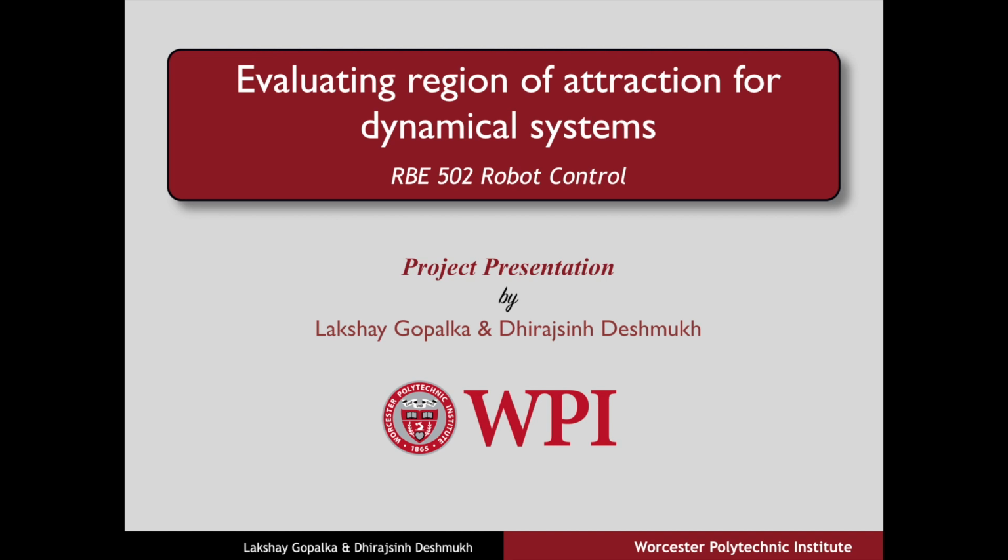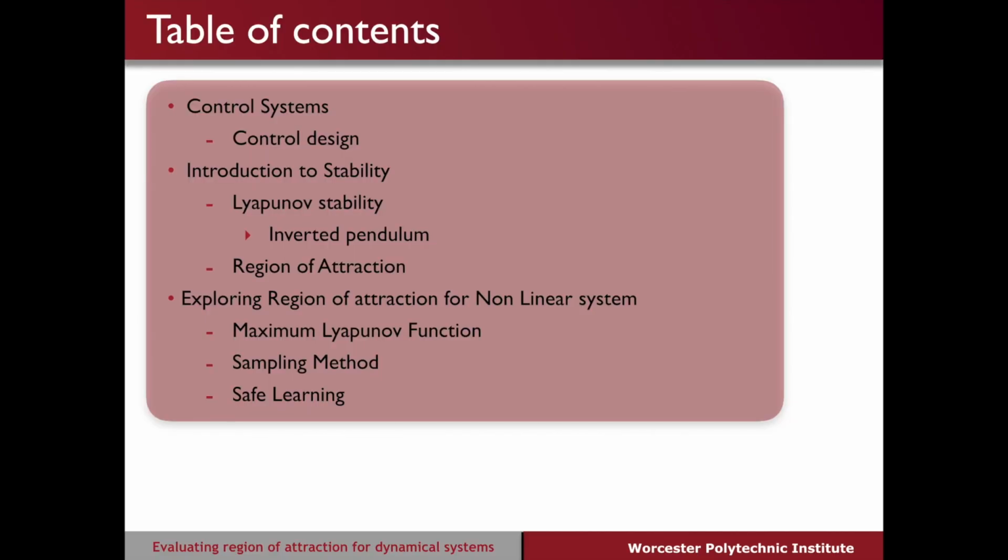This is a project presentation for the course Robot Control, and in this video we will talk about our project evaluating region of attraction for dynamical systems. The video lecture will cover the basis of control and control system designs and region of attraction. Further, we will talk about fundamental properties of stability and how it is defined.